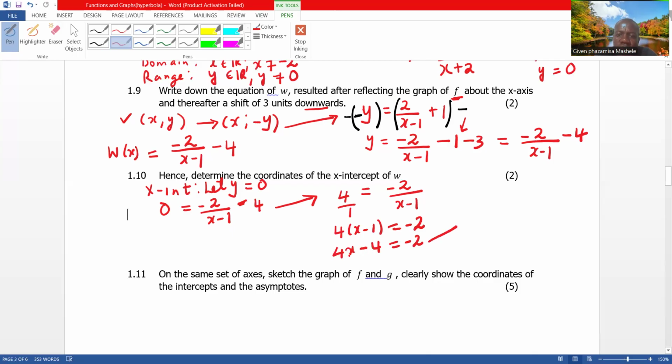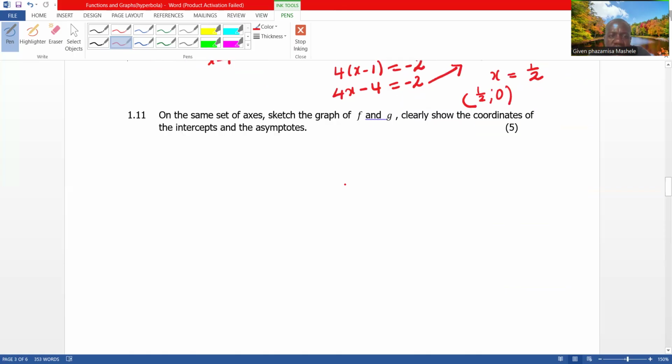Now, we transpose minus 4 to the right-hand side. It means 4x will be minus 2 plus 4, which is just 2. I'm saying minus 2 plus 4, which is 2, divided by 2. Then the x becomes half. So the coordinate of the x-intercept of W is half and 0. I believe you guys are following.